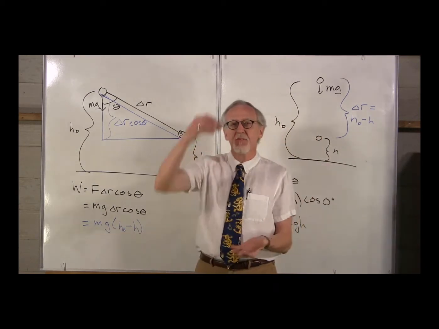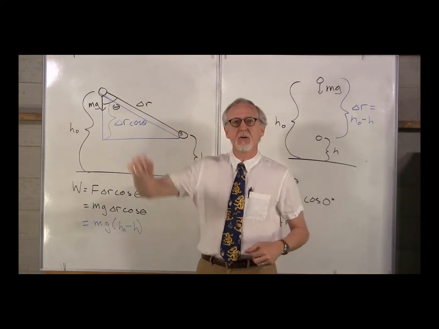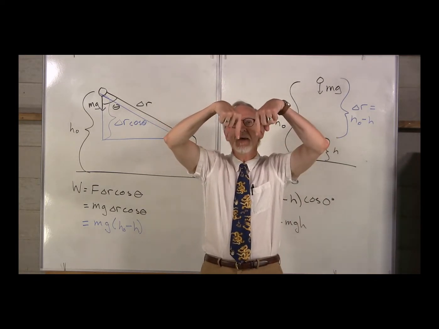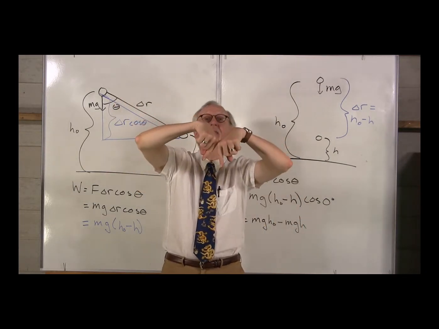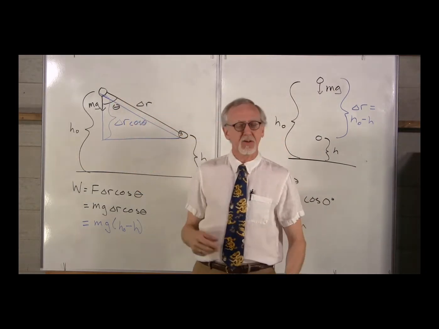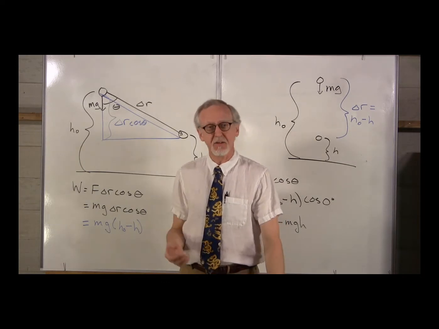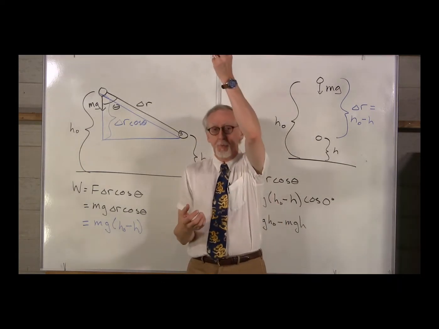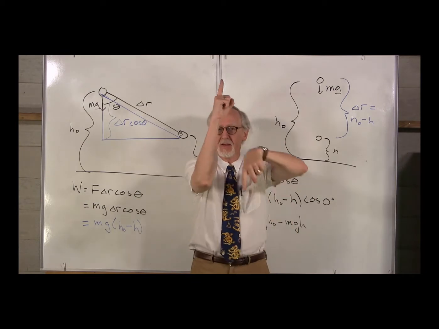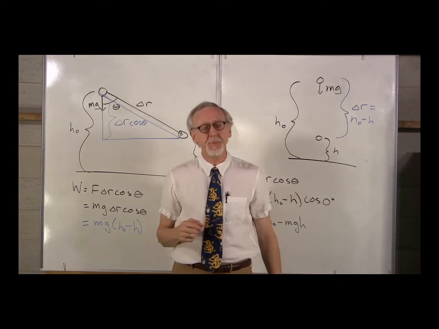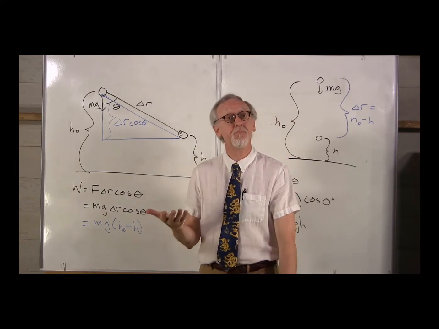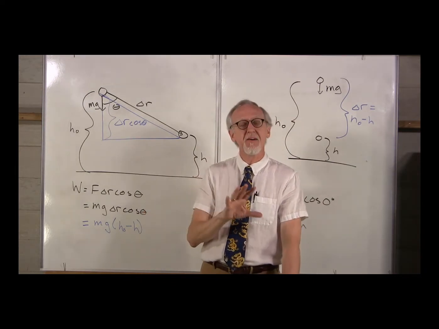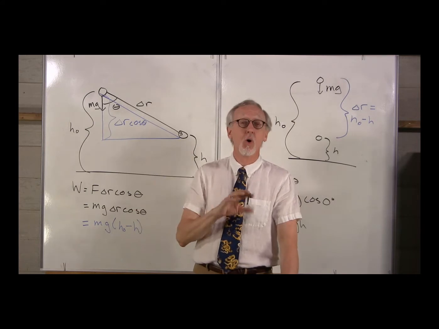One point: if the object is going downward, force and displacement are in the same direction, or if it's going at an angle, at least the angle is less than 90 degrees, the work done by gravity is positive. For an object going upward, the displacement and the force are in opposite directions. So in this case, the work done by gravity is negative. So gravity can do positive work or negative work.